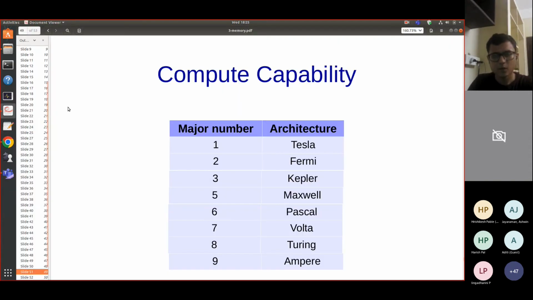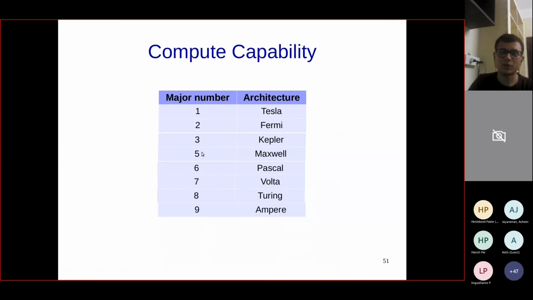Anyways, okay, so the answer is quite a bit funny. There is no family of GPUs associated with major number 4, because NVIDIA planned to skip that major number 4. Apart from that, there are also two more major numbers, 10 and 11, which correspond to the Lovelace and Hopper families of GPUs, which are still in the prototyping phase.